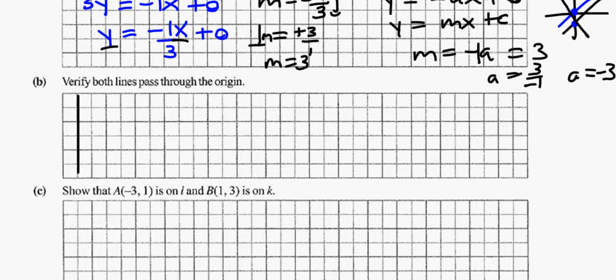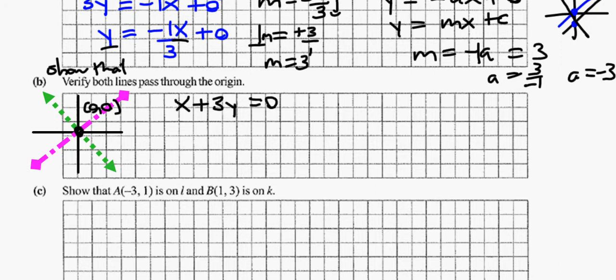Now, verify both lines pass through the origin. In order to do this, you imagine a green line and a purple line. To verify that they both pass through the origin, we need to write down the formulas of both lines. Verify also means show that. So we write down the formula of L and the formula of K as shown in the question. What we've got to do is replace x with 0 and y with 0. If the equations balance, the lines go through the origin, but if they don't balance, they don't go through the origin.